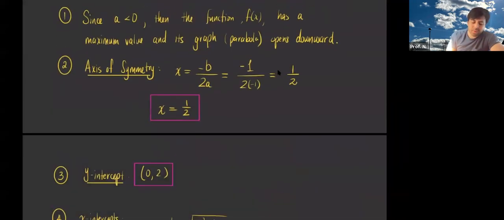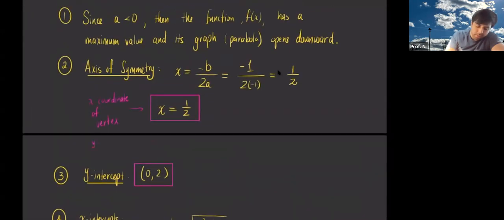And I said I was going to come back to the axis of symmetry because based upon the axis of symmetry, right? This is also known as the x-coordinate of the vertex. So actually, I can figure out what is the y-coordinate of the vertex as well, associated with the axis of symmetry. So this is another thing I can figure out, the y-coordinate.